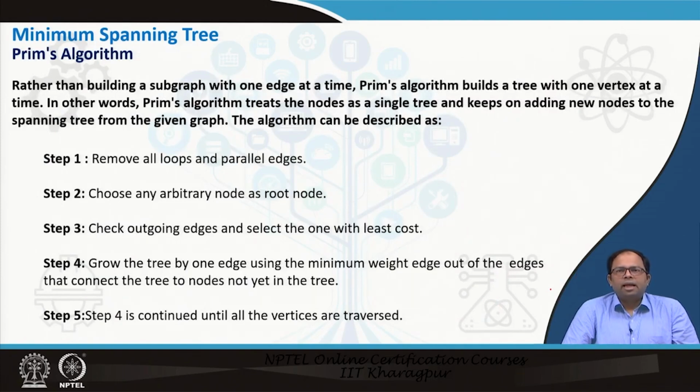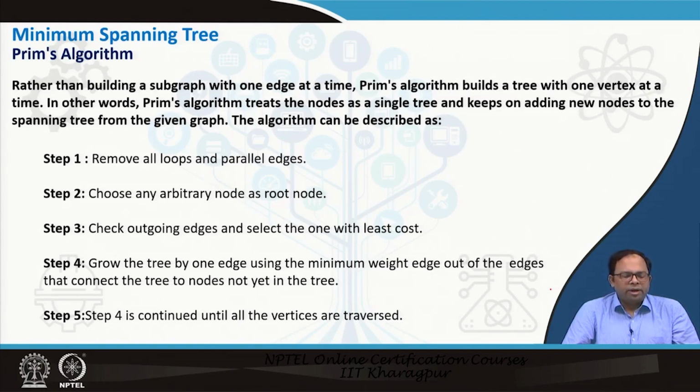So, in the next algorithm, Prim's algorithm, instead of building a subgraph with one edge at a time, Prim's algorithm builds a tree with one vertex at a time, which means it will take one vertex and consider it as a tree. In other words, Prim's algorithm treats the nodes as a single tree initially and keeps on adding new nodes to the spanning tree from the given graph, and we follow certain rules with that.